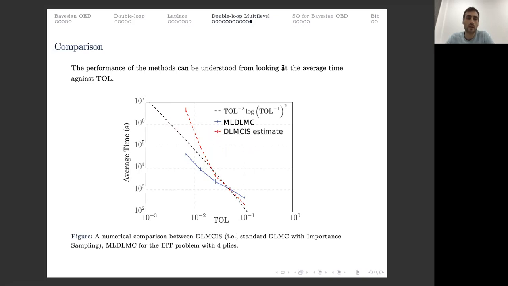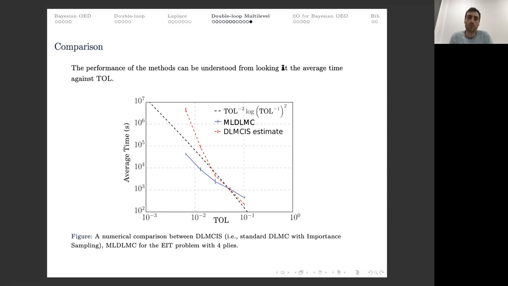And this is the average time. So here in solid blue, we have the multi-level double loop Monte Carlo, which is growing roughly with tau to the -2 log tau to the -1 squared. And of course, we are using importance sampling here. And in dashed red, we have the double loop Monte Carlo with importance sampling. Here we have to use importance sampling, otherwise the computational burden is horrible. We cannot get anything reasonable.